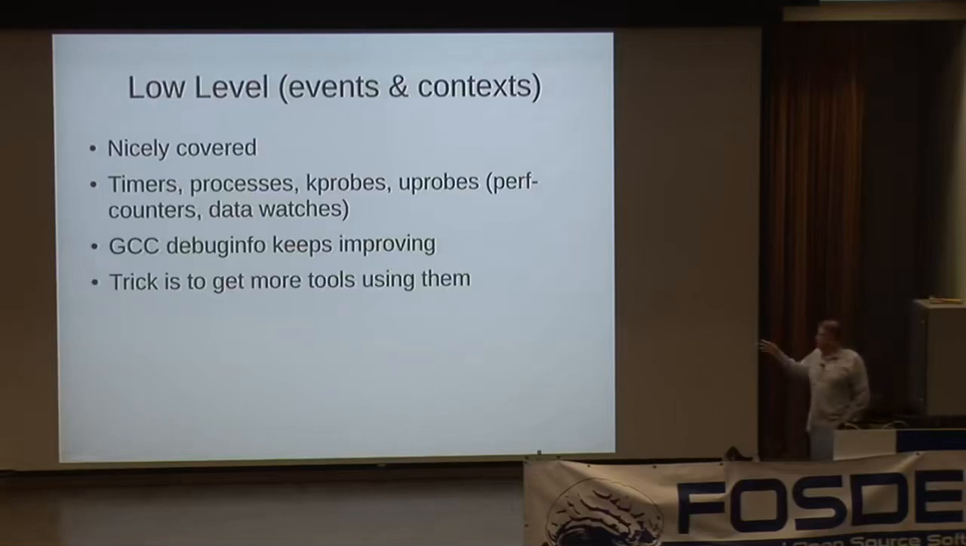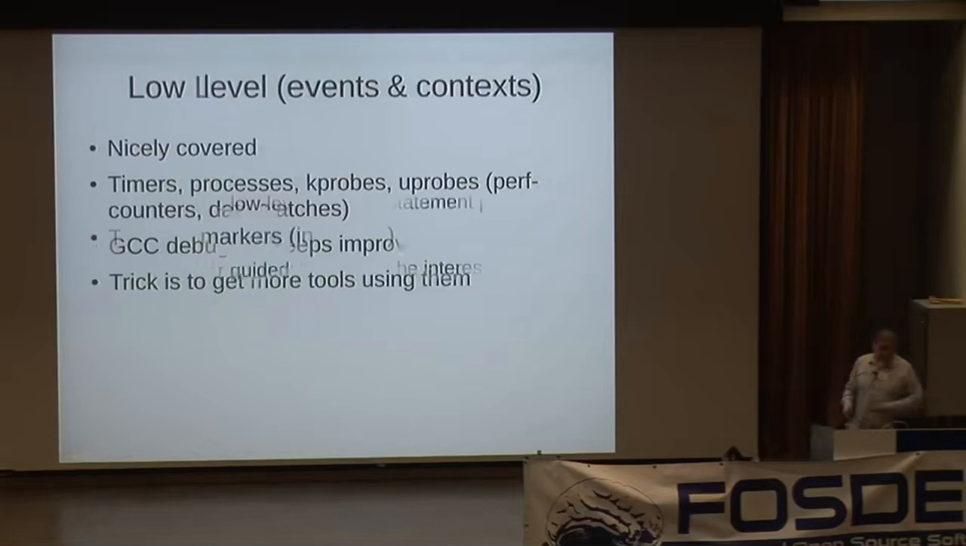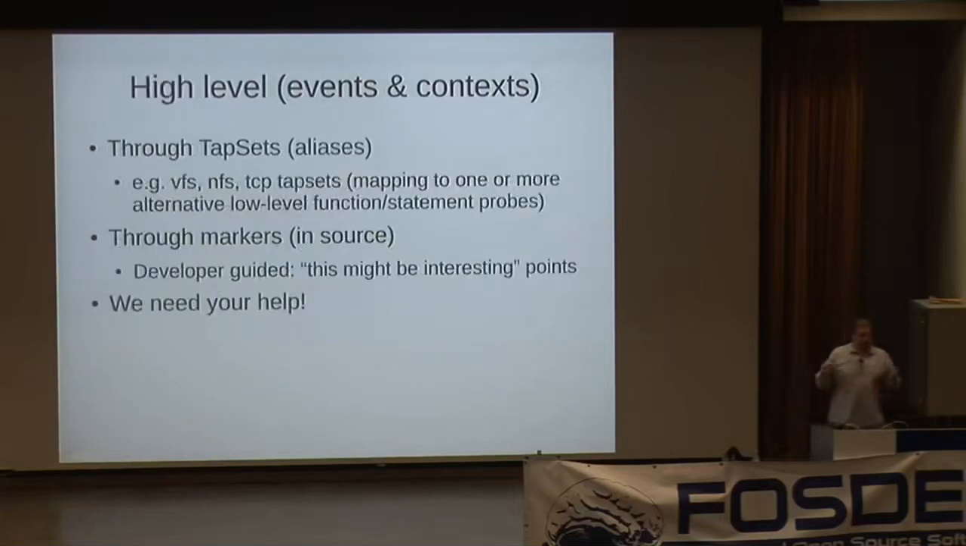And especially for C, C++ based programs, the debug info is pretty good these days. So GCC provides us a lot of context. The trick is a bit to get all these techniques also used by other tools. We actually hope that all the tracing, profiling, debugging tools also use some of what we're using, because then you get more people hacking on more of these low-level events. But what we really would like is more high-level events.